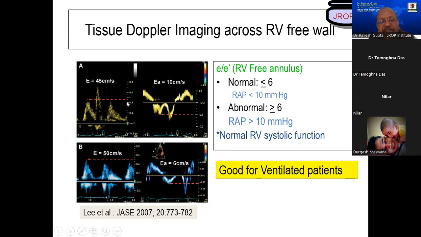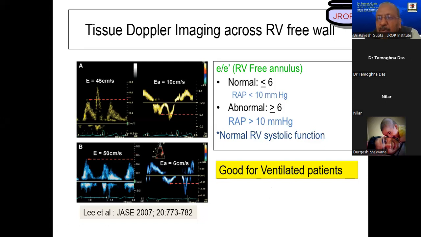You look at the E wave, you look at the E prime wave of the RV free wall. Ratio less than 6 versus more than 6. If it's less than 6, RA pressure is less than 10 millimeters of mercury. If it's more than 6, RA pressure is more than 10 millimeters of mercury. And this is only when the RV functions are normal. Why? Because the RV systolic and diastolic contraction, free wall TDI, is dependent on RV function. And it's very well true for ventilated subjects.